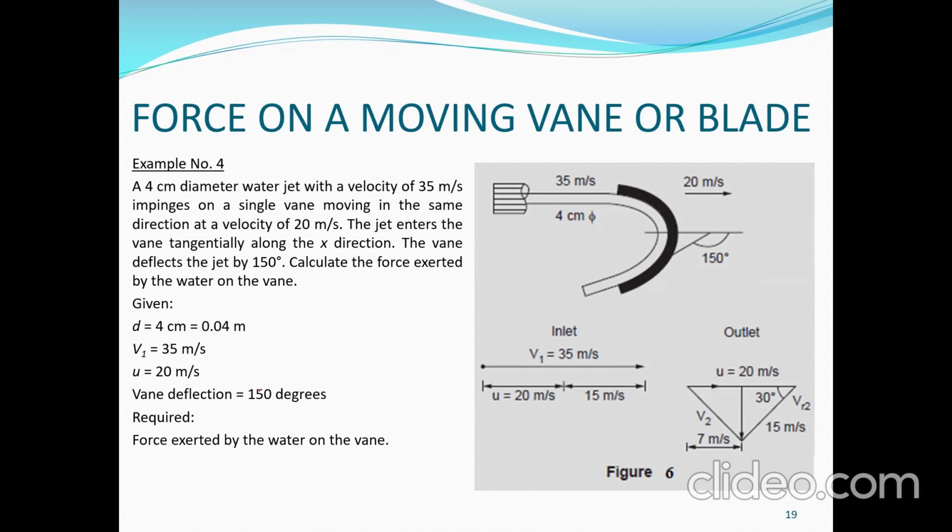So, D is equal to 4 centimeters, 0.04 meters. V1 is 35 meters per second, and U is 20 meters per second. Vane deflection, 150 degrees. So, required is the force exerted by the water on the vane.